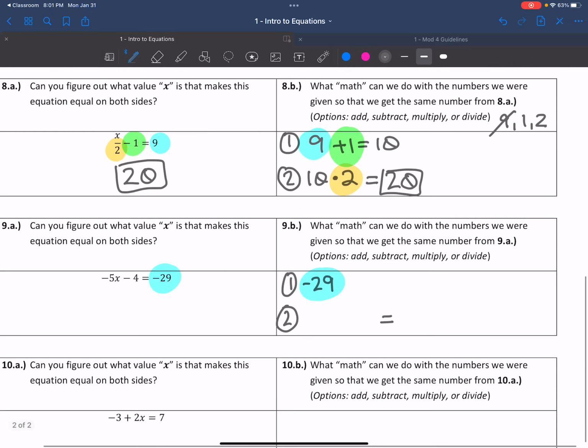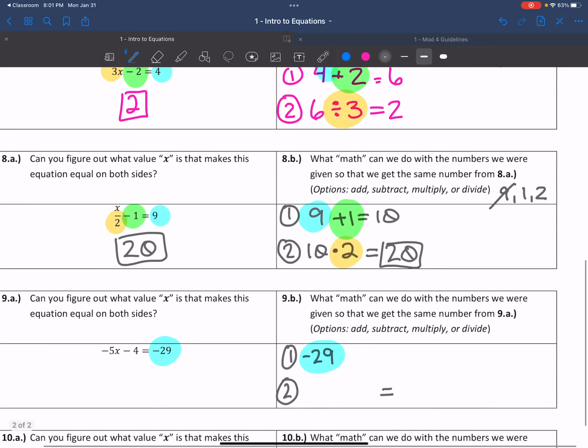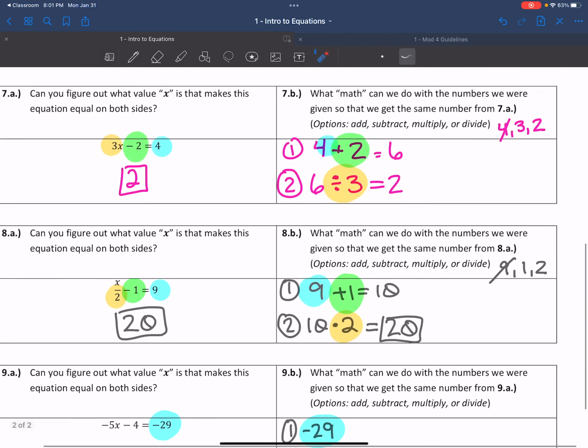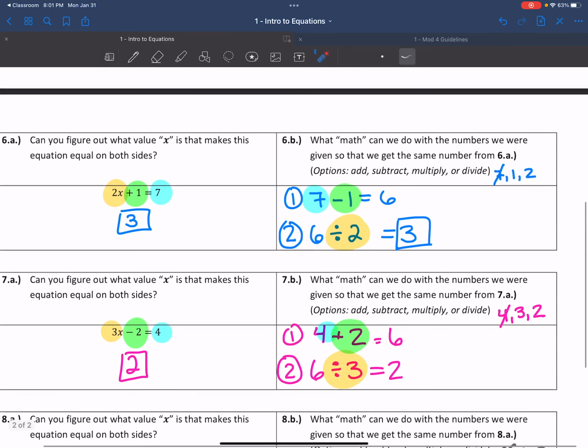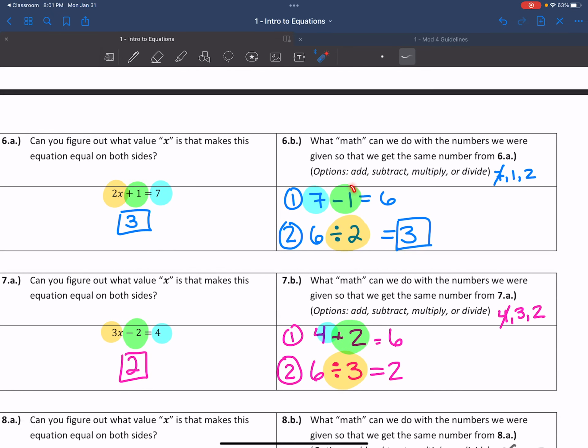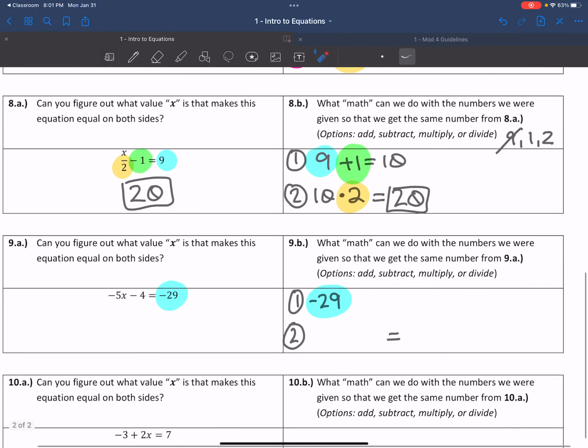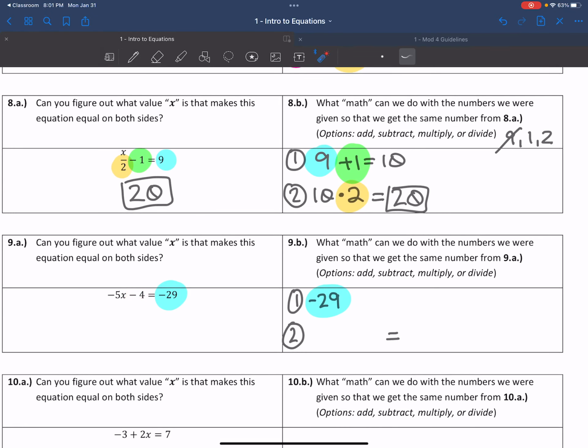Well, in the green here, we originally subtracted 1 on the A side, but then we added 1 first. In 7, we originally subtracted 2, and we added 2 first. In 6A, we originally added 1, and in B, we subtracted that 1. So we originally are subtracting 4, so we're going to add a 4. And this gives us a negative 25.